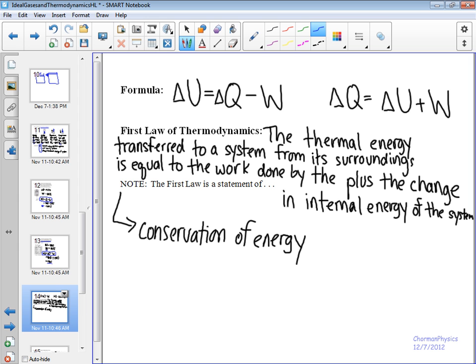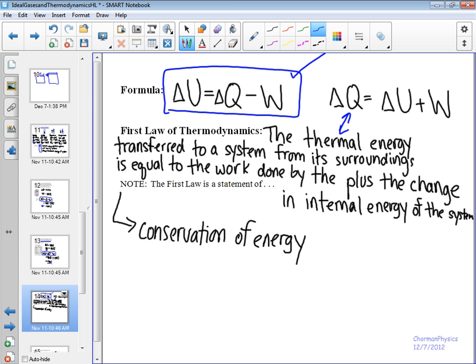So what this leads us to is a really, really important formula. This is the first law of thermodynamics. And it tells us that the total change of internal energy will be equal to the thermal energy added minus the work done by the system. Another way you can look at this is that the thermal energy transferred to a system from its surroundings is equal to the work done by the system plus the change in its internal energy. So that's the actual definition, the way that we say it. And so this equation is a reflection of that sentence. But the actual equation that we use is this one right here.